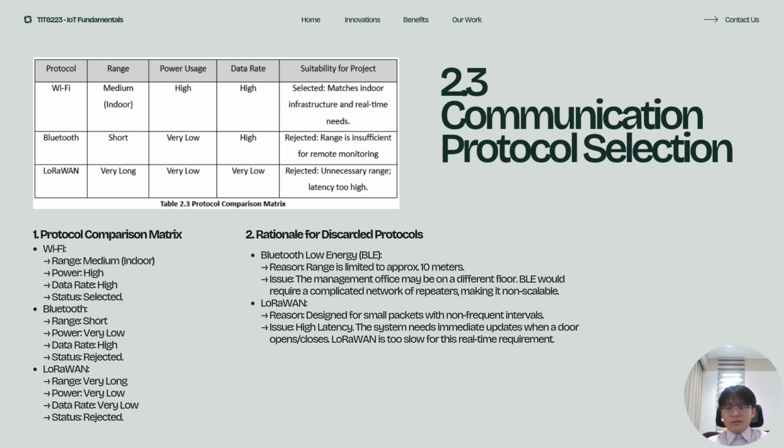Second, we evaluate LoRaWAN. Although LoRaWAN offered excellent range, it was rejected because of its low data rate and high latency. LoRaWAN is designed to transmit small packets at infrequent intervals. However, our system needs to update immediately the moment a door is opened or closed. The latency of LoRaWAN is too high for this application, and frequent transmission would congest the network. Therefore, as shown in the matrix table, Wi-Fi remains the only suitable choice that balances indoor range, high data rates, and compatibility with existing infrastructure.